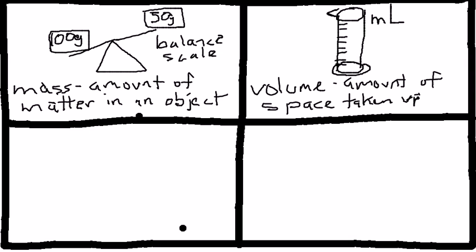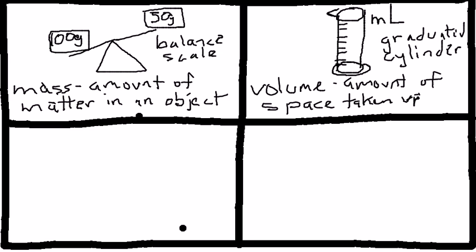And this is a graduated cylinder, so we're going to label the picture graduated cylinder. So again, volume is the amount of space an object takes up, or a substance takes up. Graduated cylinders are often used to measure volume in the unit of milliliter.